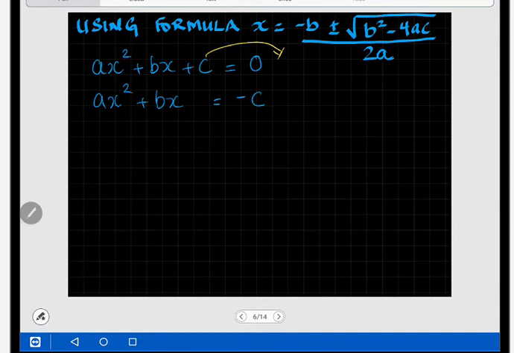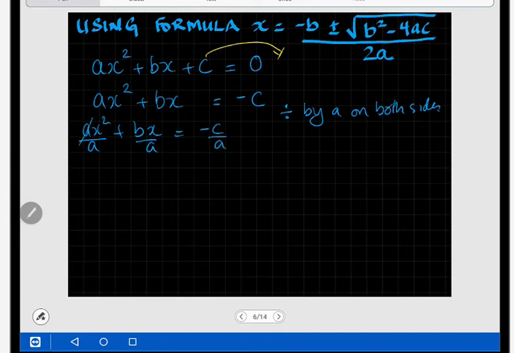Is that correct? Yeah. Now you remember I was saying you cannot have a coefficient in front of the x squared. You have to get rid of it, right? So how do I get rid of it? If I divide by a on both sides, it will be ax squared over a plus bx over a is equal to minus c over a. So I get rid of it now. I get x squared plus bx over a is equal to minus c over a.